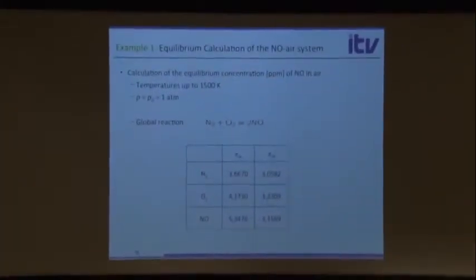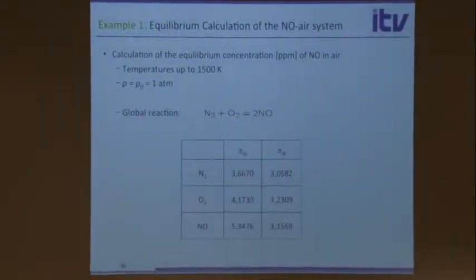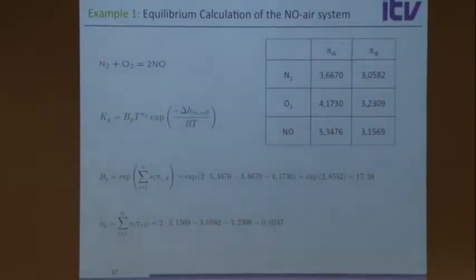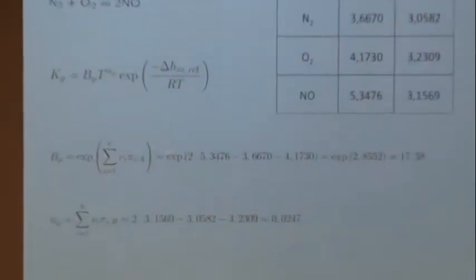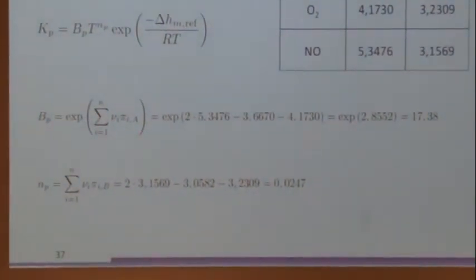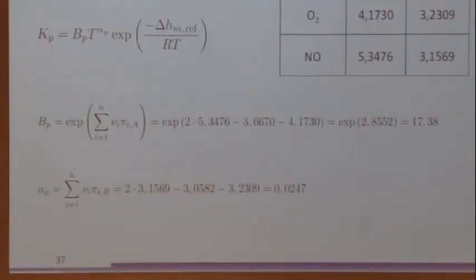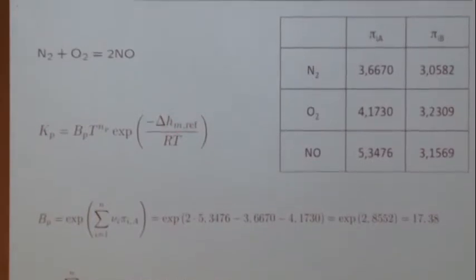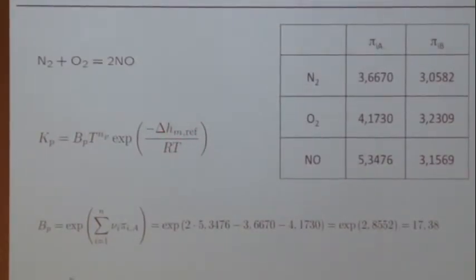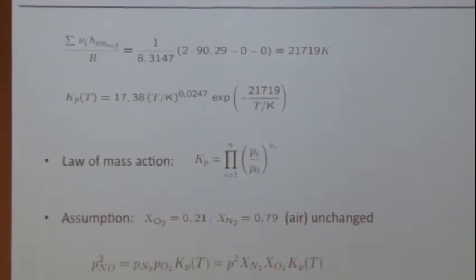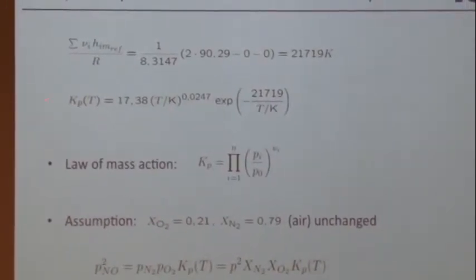Okay, let's look at an example. Example is green here again. N2 plus O2 gives 2NO. The pi's are given here. You can just compute this B from the table and the global reaction, the n from the table and the global reaction. See, it's very simple. And also this delta H is just the sum of all the H's from the global reaction. And then you get this, okay?